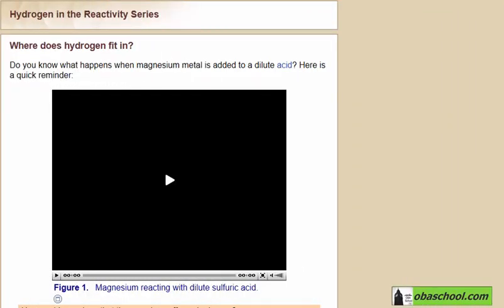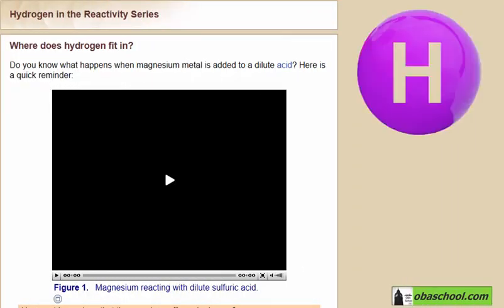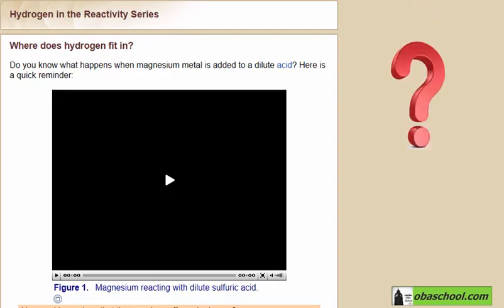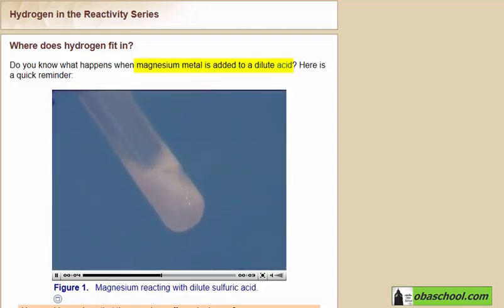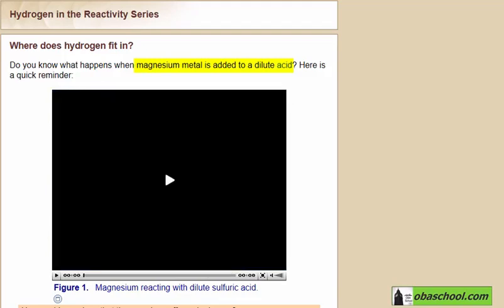In this simulation, we will explore hydrogen in the reactivity series. Do you know what happens when magnesium metal is added to a dilute acid? Let's watch this video and remember together. So we added magnesium with dilute sulfuric acid.